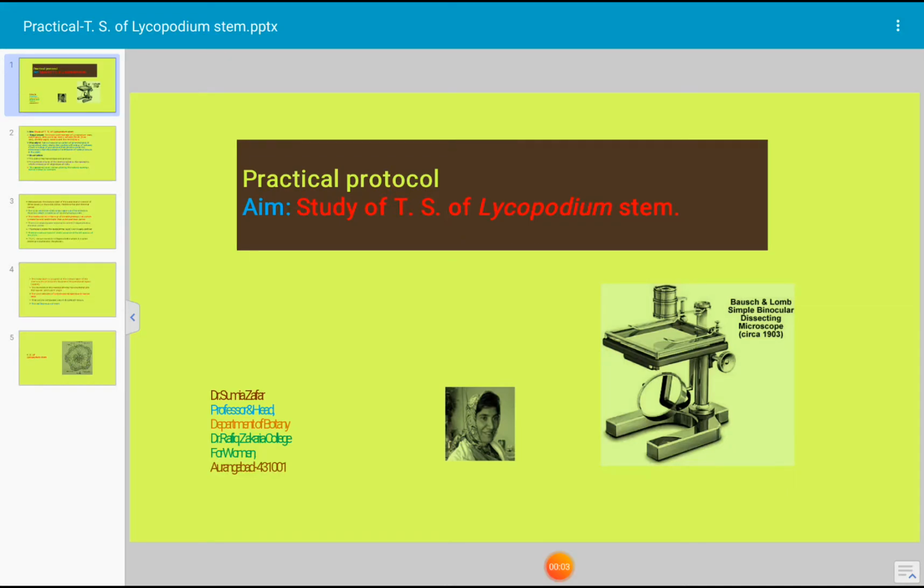Today's topic for discussion is a practical protocol of pteridophytes, and the aim of today's practical is the study of the transverse section of Lycopodium stem. Lycopodium is a pteridophytic plant. Let us see the anatomy, or transverse section, of Lycopodium stem.